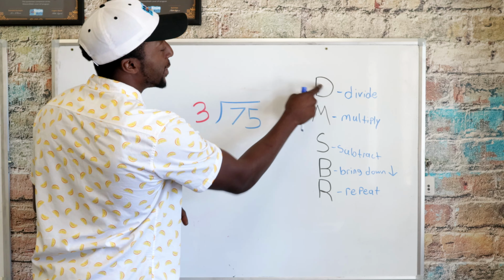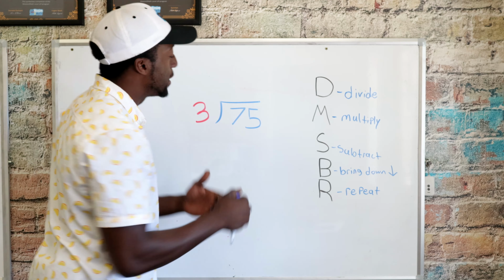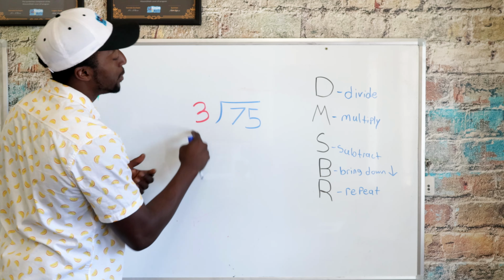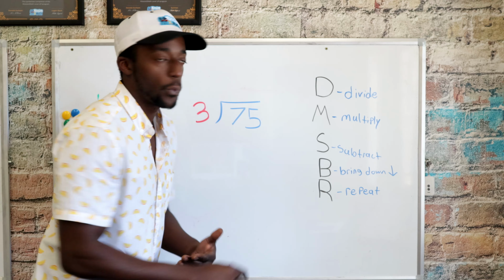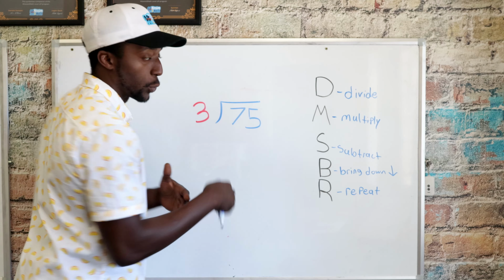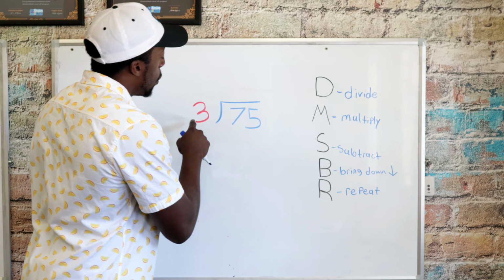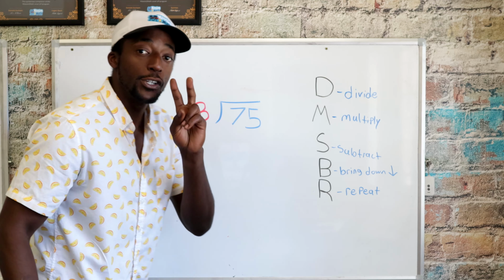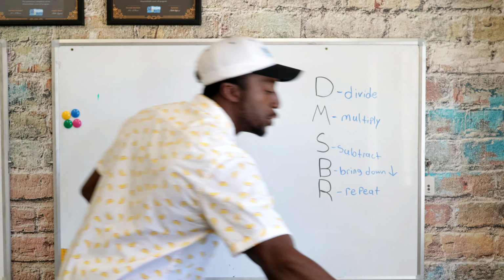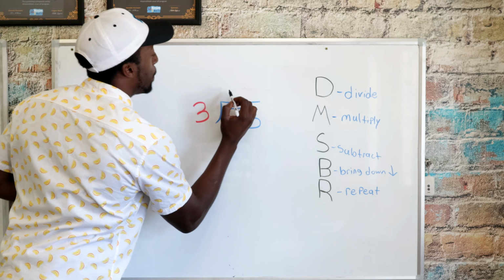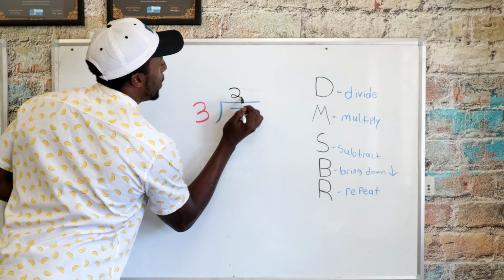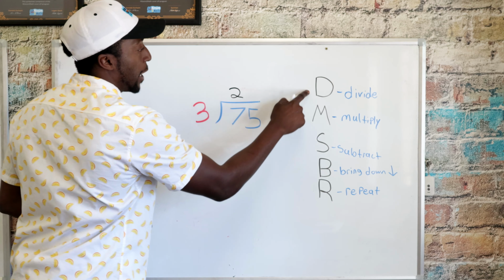The first step is to divide. And what that really means is we want to figure out how many times our 3 can go into that 7, right? How many times we can divide that 7 by 3 equally. So obviously 3 can only go into 7 2 times, right? So we're going to put that 2 right here above the 7, okay? Now that's our first step done.